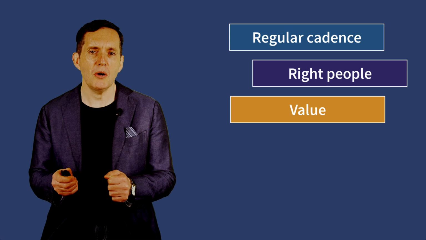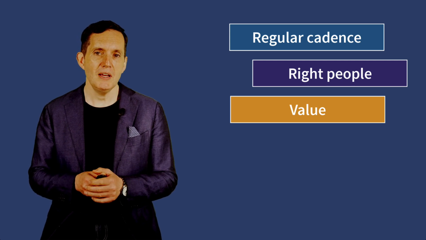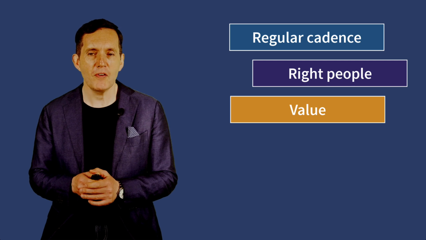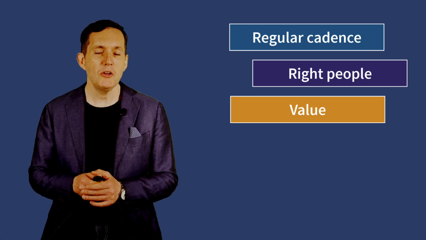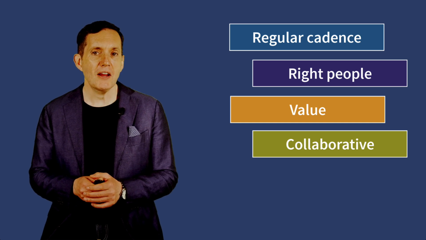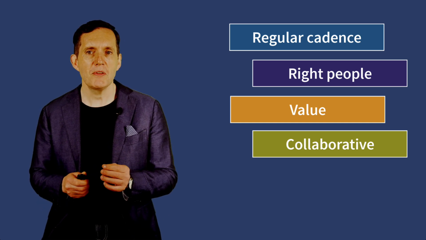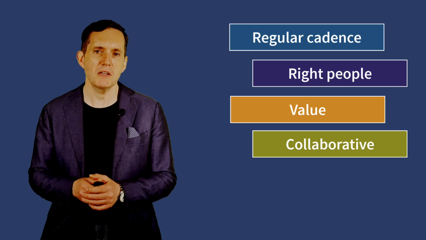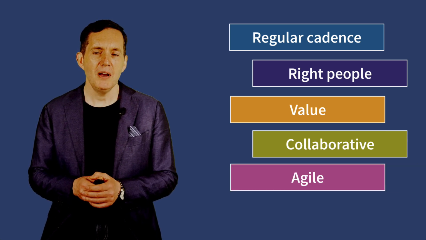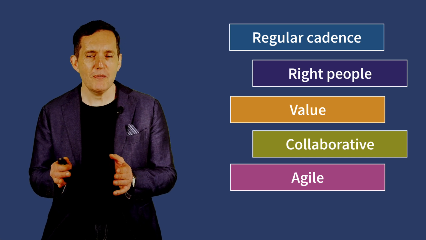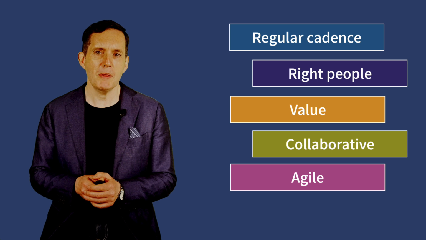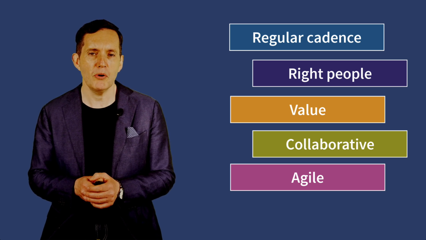You focus on value. Prioritize stories based on the value they deliver to the user and the organization. This keeps the team focused on delivering the most impactful features at the right time. You keep it collaborative. Encourage open and honest communication and collaboration during refinement sessions. This helps in gaining diverse perspectives and improving the quality of the stories. And last of all, you need to stay agile. Be flexible and open to changes. The goal is to continuously improve and adapt the backlog to meet the evolving needs of the project.